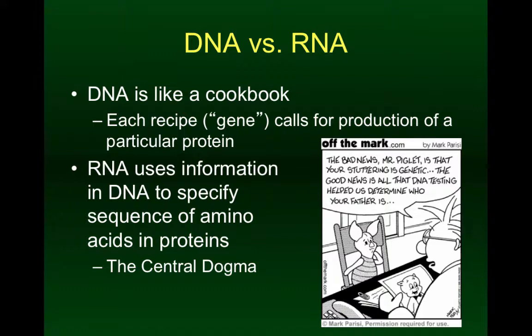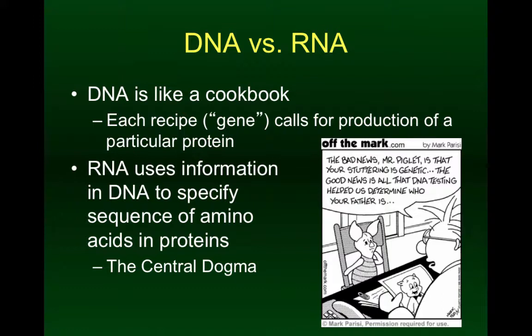We have this idea of the central dogma in biology, whereas DNA is used to build RNA, and RNA is used to build proteins. And that flow of information is really what it comes down to in biology. That is the meaning of life. DNA is turned into RNA, and RNA is turned into protein.